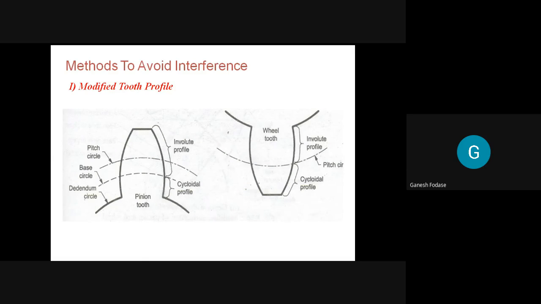So what we do to avoid the interference, let's say this is gear number 1 and this is gear 2, which are in mesh. So the mating profile will be the same. We design the profile in such a way that the mating profile of both gears will be the same.